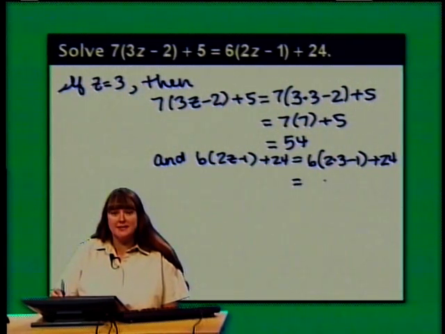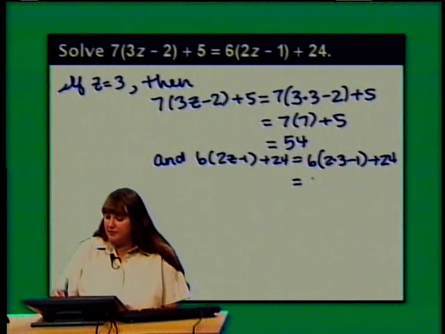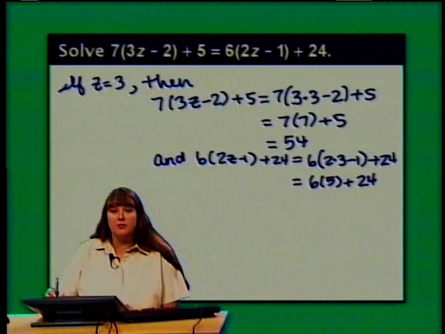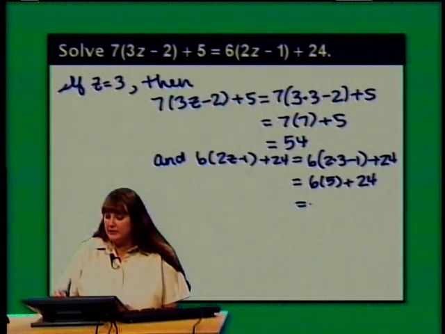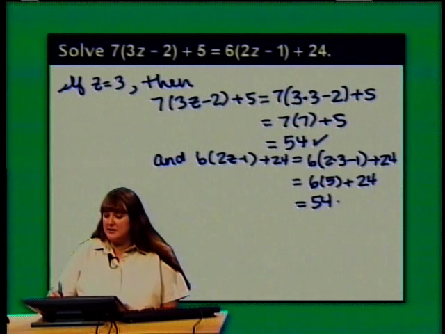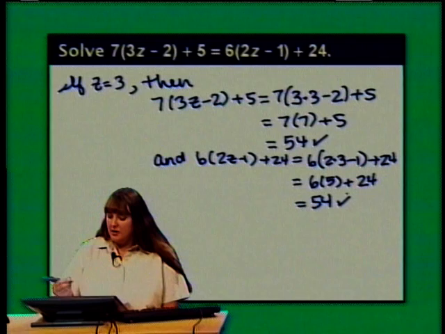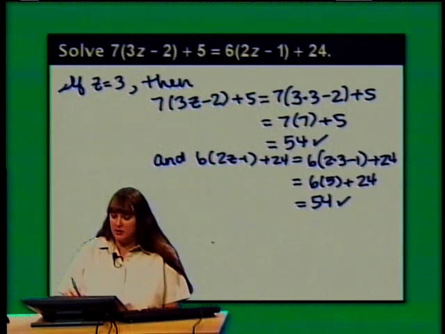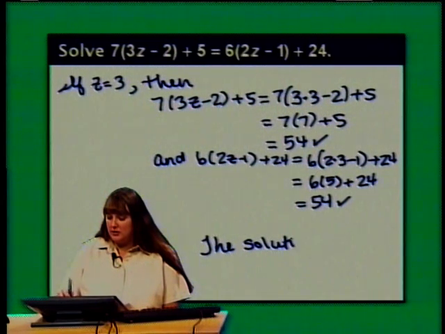2 times 3 is 6, and when we subtract 1, we're left with 5. So 6 times 5 plus 24. 6 times 5 is 30. When we add 24, we get 54. So my solution checks. Both the left-hand side and right-hand side of this equation evaluate to 54 when z is 3. So all that is left is to state my conclusion, which is the solution is 3.